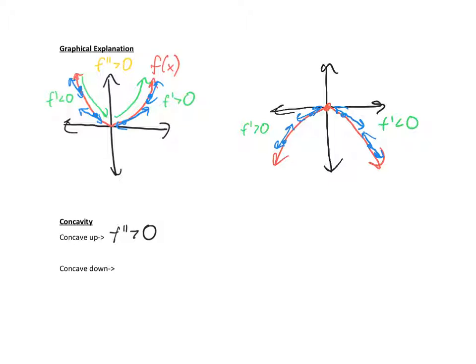So what's happening here is that the first derivative is actually decreasing. It's going from positive to negative. So if the first derivative is decreasing, the second derivative must be negative. And essentially what this shows is that if f double prime is less than 0, we will get a graph that is concave down.